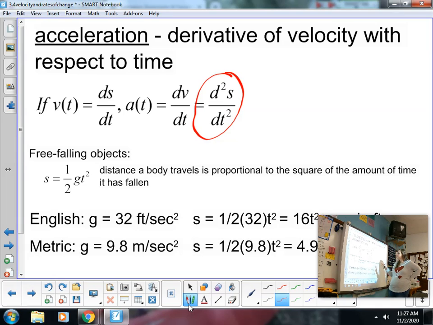A couple of important things to point out here. For free-falling objects, this s equals 1/2 g times t squared. That is used for free-falling objects on Earth, where g is your acceleration due to gravity.